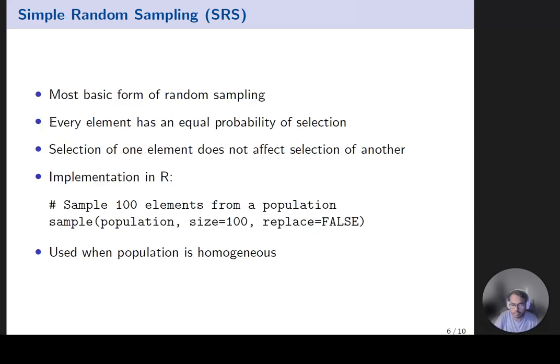So we will begin with SRS. This is the most basic form of random sampling. In SRS, every element in the population has an equal probability of being selected. If your population has 1,000 people, then each person has exactly a 1 in 1,000 chance of being included in the sample. An important feature is that selection of one element does not affect the selection of another, which means that the events are independent. So if I select person A from my sample, that does not change the probability of selecting person B.